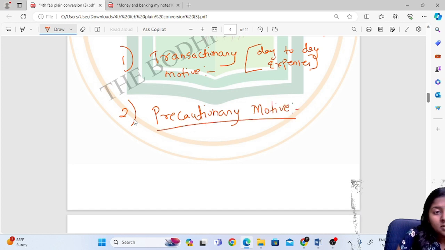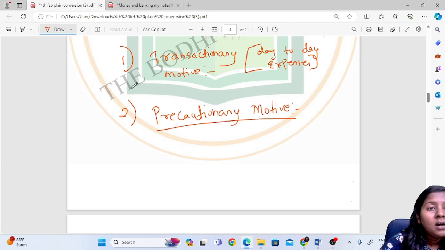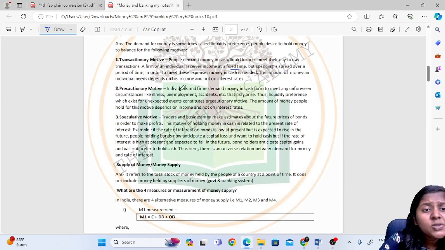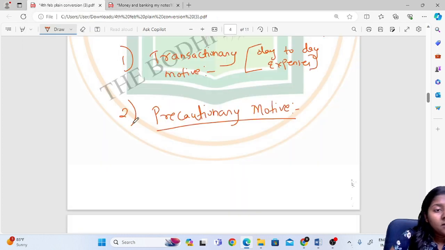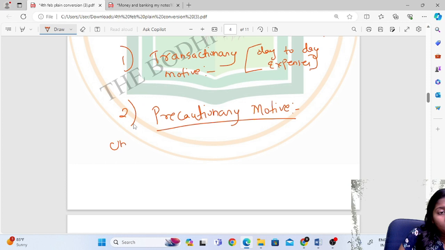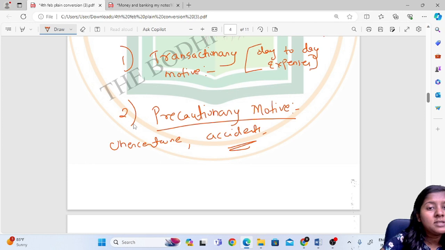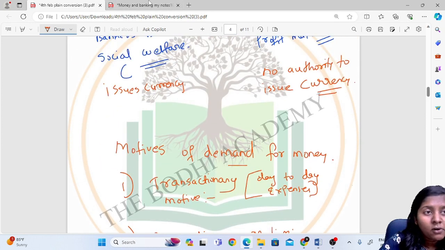As the word says, precautionary: individuals and firms demand money in cash form to meet any unforeseen circumstances. There are a lot of uncertainties which can come, like flood, drought, or accidents. So to meet all these expenses, the precautionary motive is one of the demands for money.